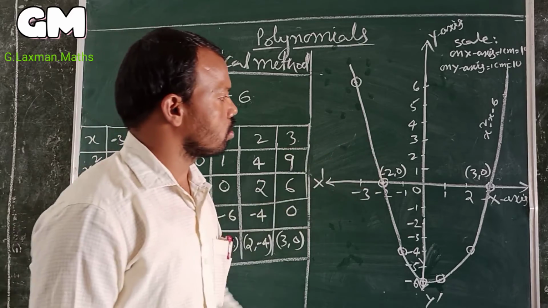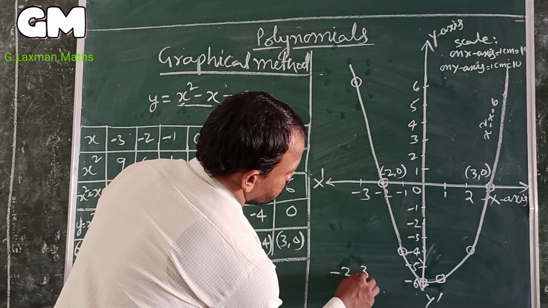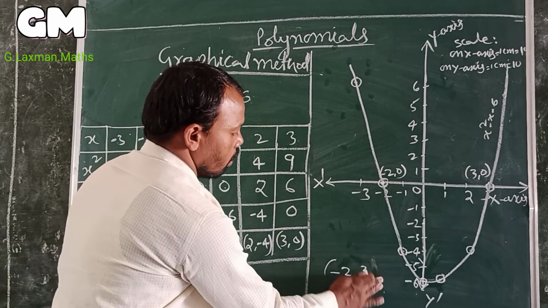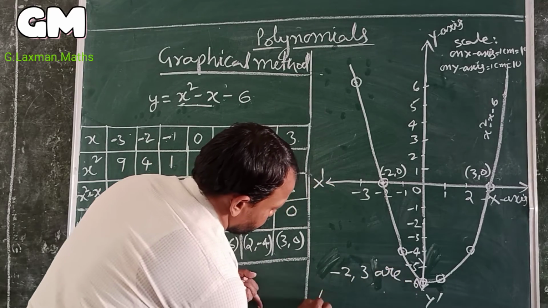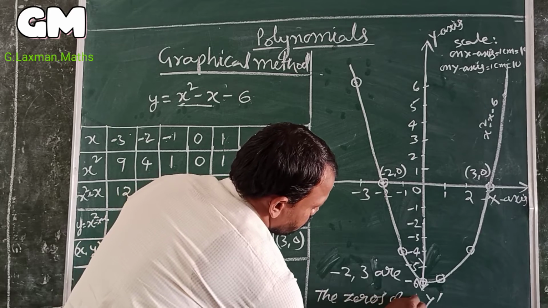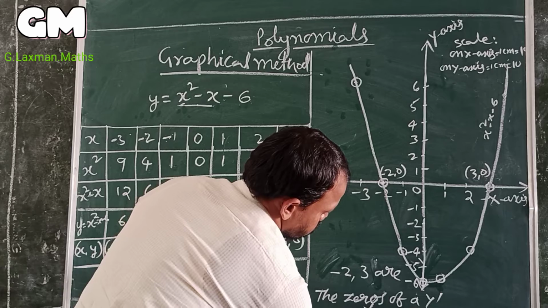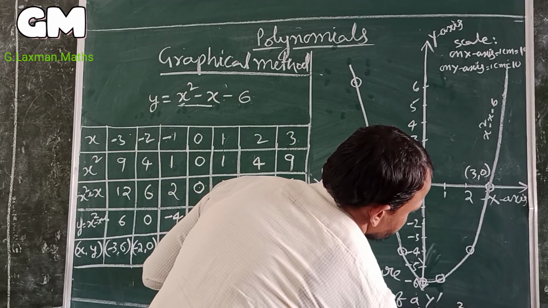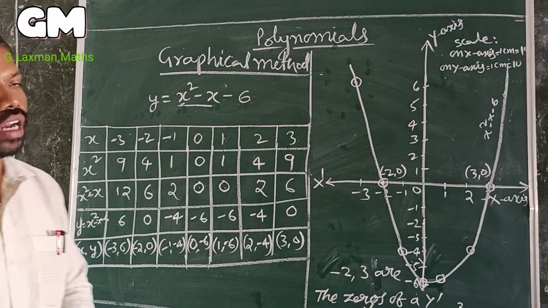So what are the zeros of the polynomial here? Minus 2 and 3 are the zeros of the polynomial x square minus x minus 6. So this is the graphical method.